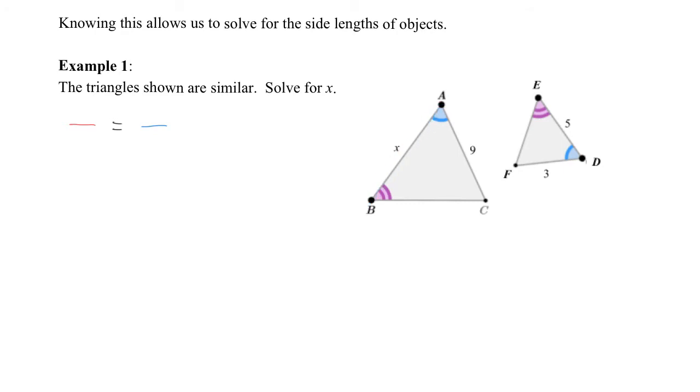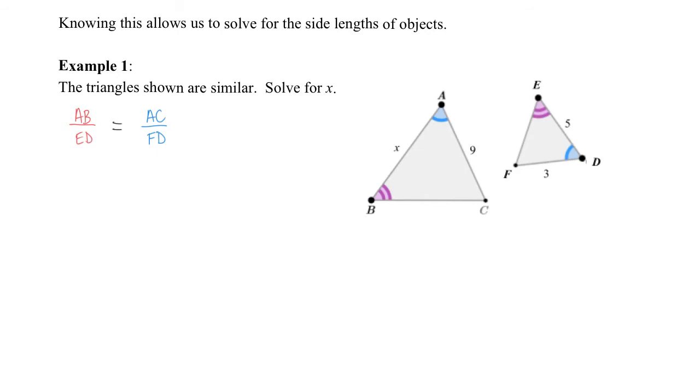So we have side AB. Well, what does side AB correspond to in the other triangle? Well, side AB is between the blue angle and the purple angle. Well, between the blue angle and the purple angle is ED, so that's the corresponding side. So that corresponds to ED. In the other triangle, we also have a value for AC. So I'm going to write AC, and what corresponds to that? FD.